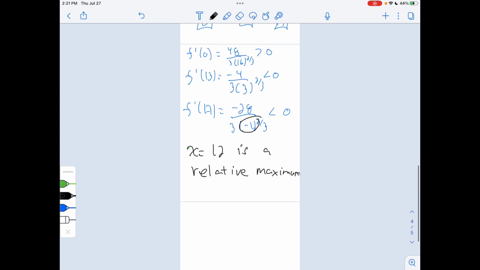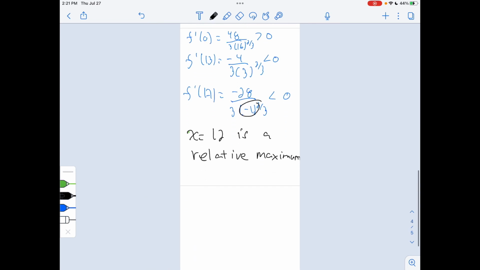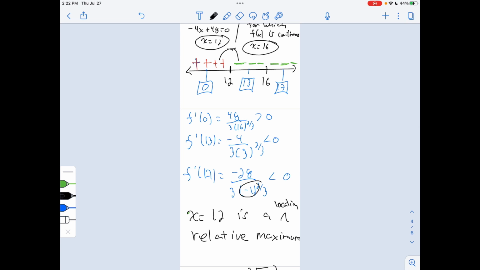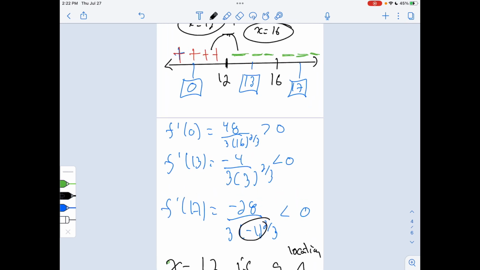Okay. And when I say x equals 12 is a relative extremum, it's really a location. The actual value of the point here, the actual y, is when you plug 12 back into your original function. And if we did that, you'd get 12 times the cube root of 16 minus 12, which is 4. So that's where your relative maximum will occur. And 16 itself is nothing. Your function is decreasing at 16.